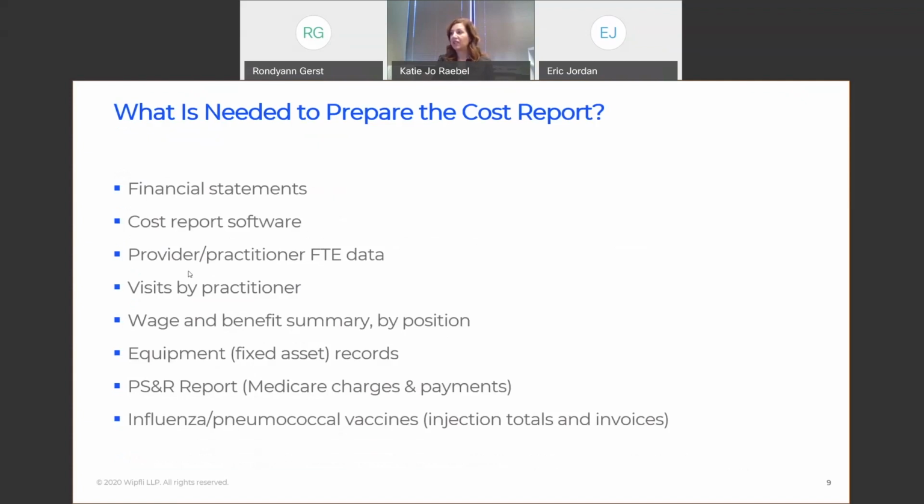We ask for provider and practitioner FTE data, visits by practitioner. We have wages and benefits. So we'll usually get breakouts from your financial statements on certain expenses like wages and benefits and other expenses. A depreciation schedule, your PSNR report. So that's a report from Medicare that summarizes your Medicare charges, payments, visits for the year.